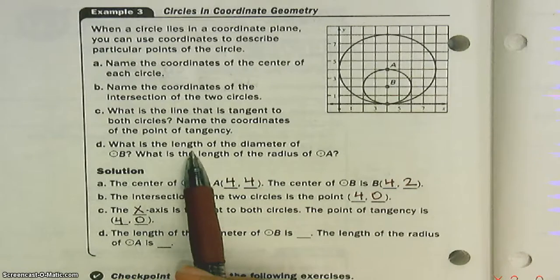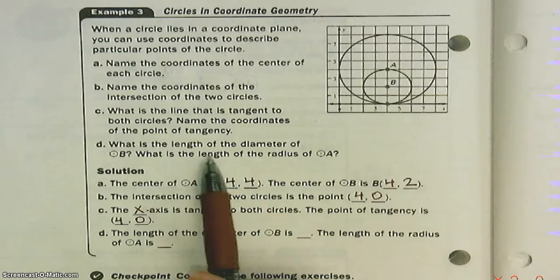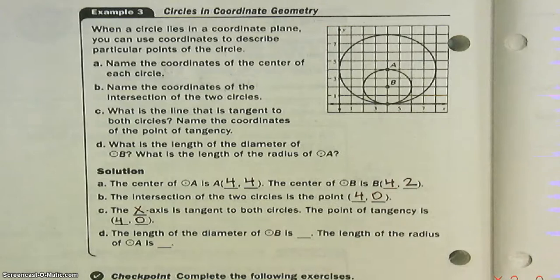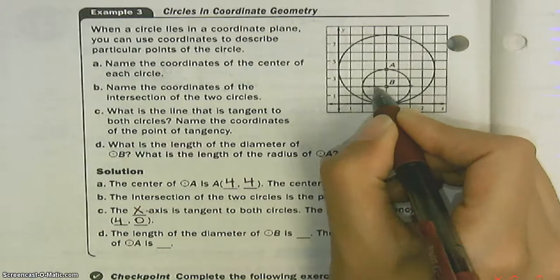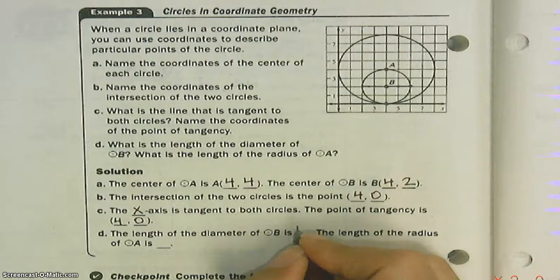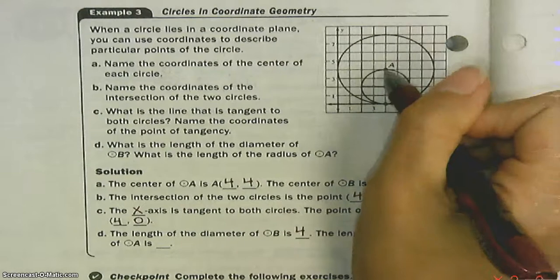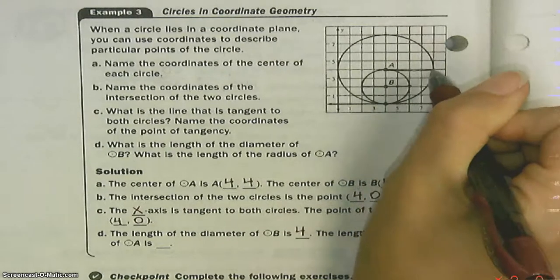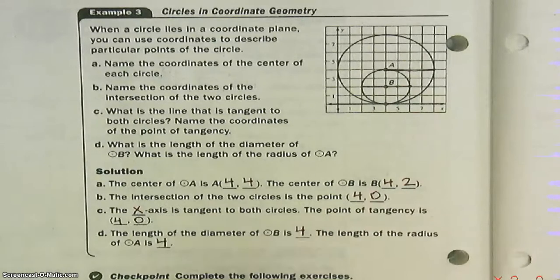What is the length of the diameter of B? And what is the length of the radius of A? So let's draw in a diameter for circle B. That is 1, 2, 3, 4 long. Now what about the radius of A? Let's draw in the radius of A. That's only halfway across. 1, 2, 3, 4. That's also 4.